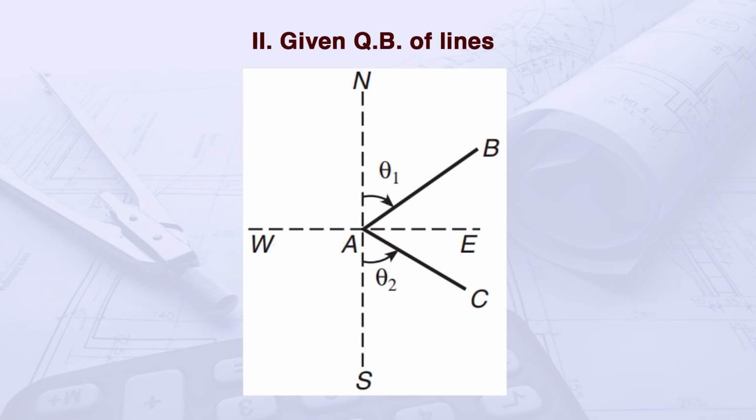Since in this case it is given that the bearings have been measured to the same side of different meridians, line AB has been referred from the north meridian and line AC has been referred from the south meridian, and the included angle is given as 180 degrees minus theta 1 plus theta 2.